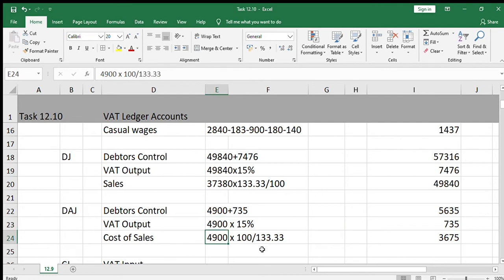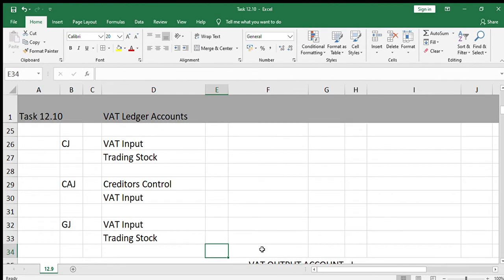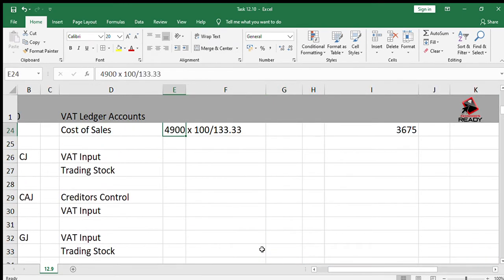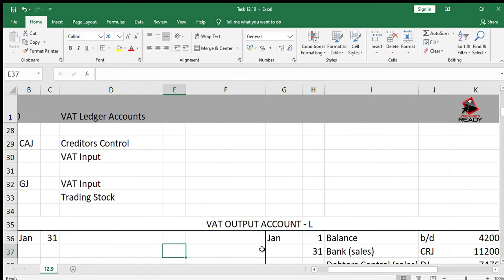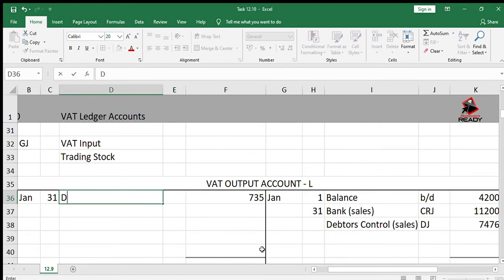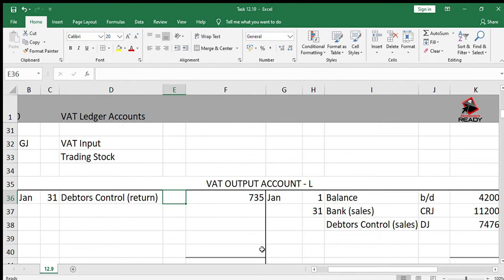Now remember, VAT output, normally we credit it, but this time we're going to debit it. And that amount was 735. The reason we debit it is that this is a return by a debtor, so it's the opposite of a normal credit sales transaction. And our details here will be debtors control. If you want, in brackets, you can write return or allowance. So that's from the DAJ.